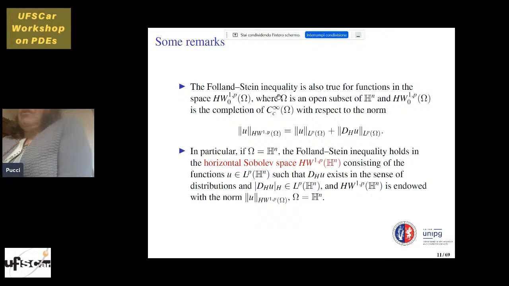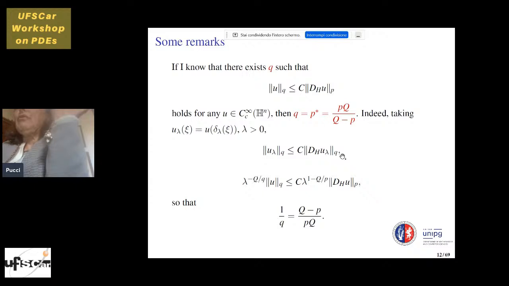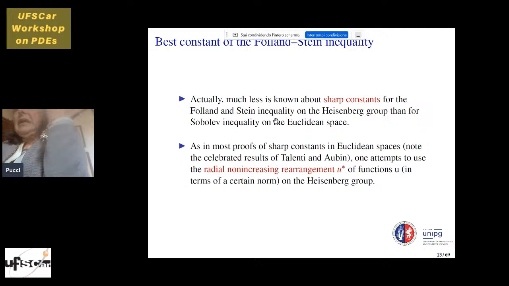Naturally, this Folland-Stein inequality can also be given in this horizontal Sobolev space with the standard norm. And of course, the open set omega can be replaced by the entire Heisenberg group, so that this is the standard notation, as in the Euclidean case. What is evident, with the same proof thanks to the dilation, is that if this inequality holds, then the Lebesgue exponent Q must be exactly p star also in this case. What is an open question is the sharp constant.